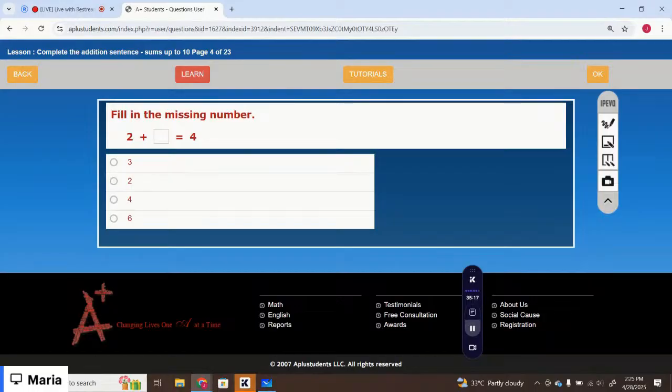Fill in the missing number. 2 plus what number equals 4? Plus 2 equals 4. Option number 2 is the correct option. 2 plus 2 equals 4.